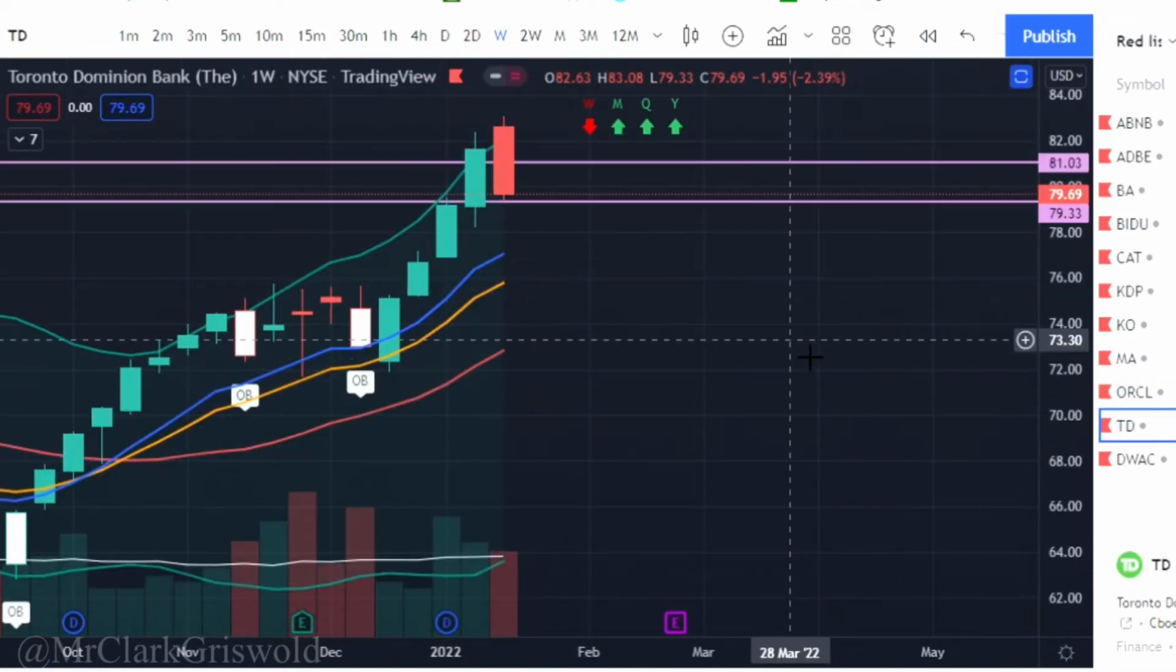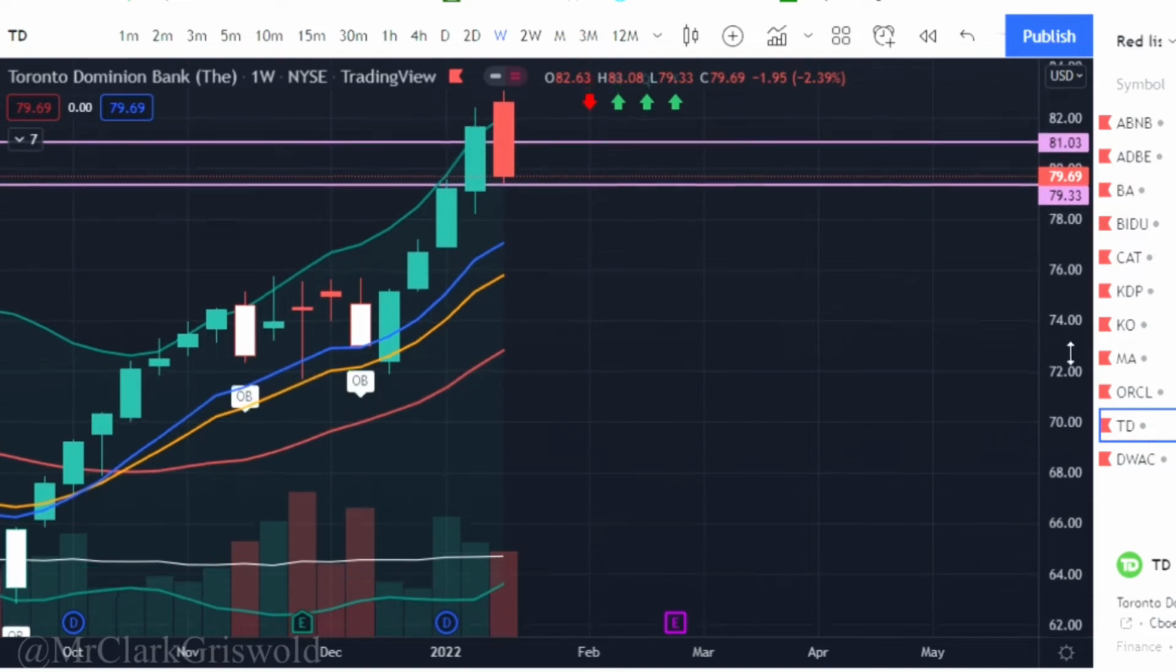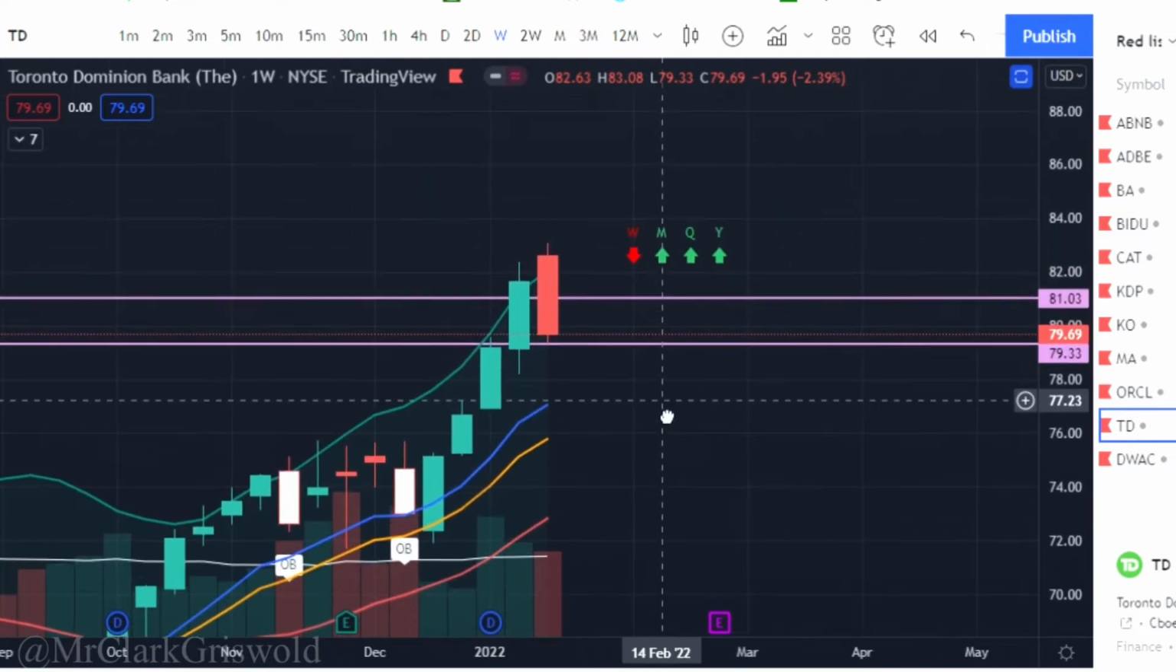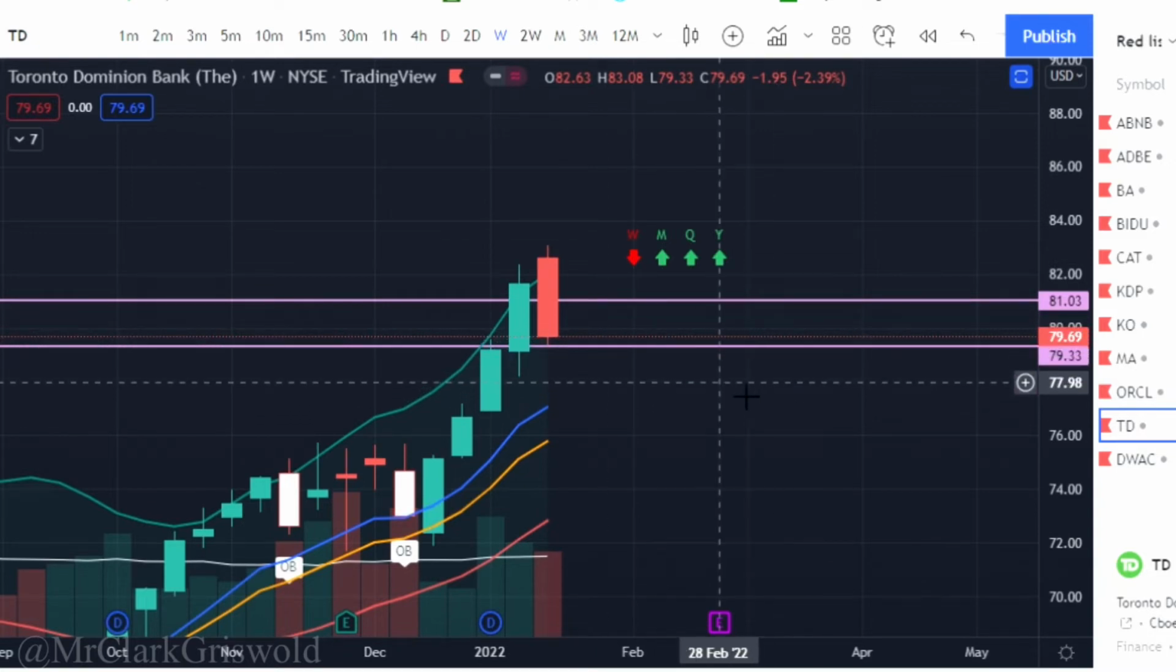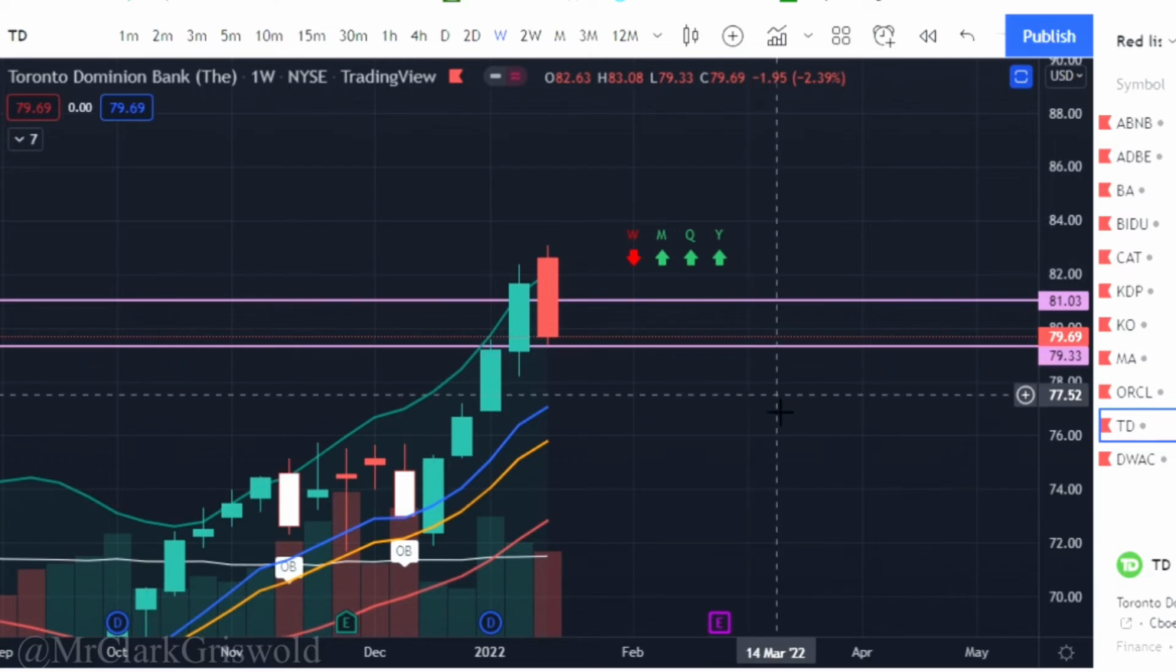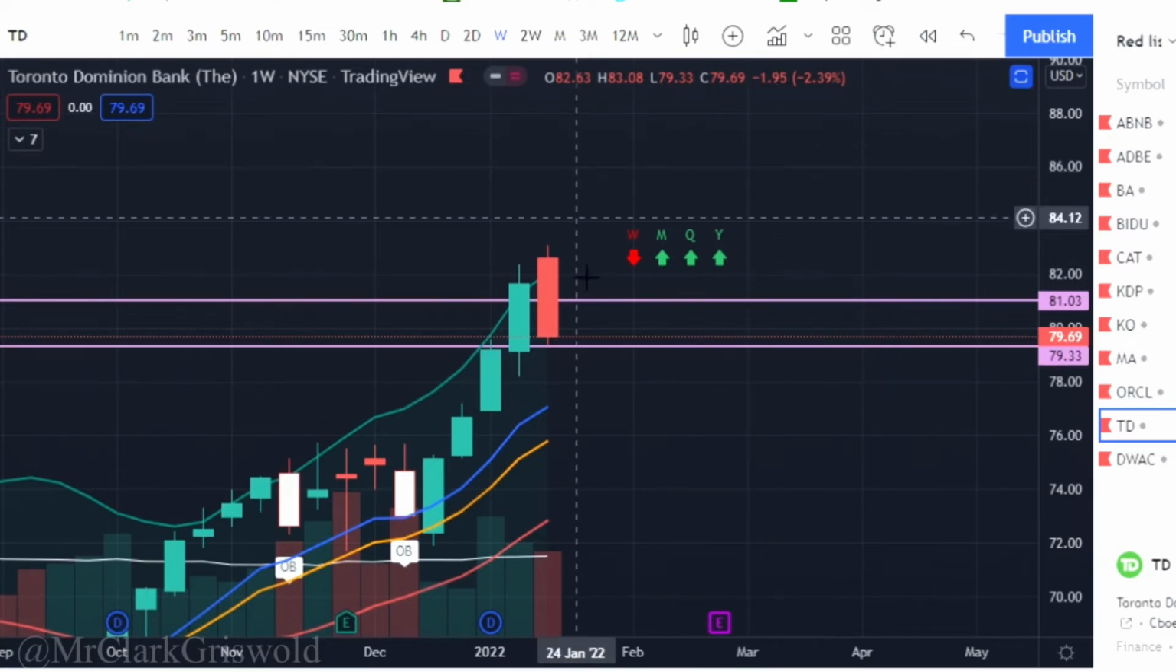If we go into TD, I'm looking for a reversal on TD here. Possible reversal on this setup. So if we break the low of 79.33, we are buying puts. Okay, but I have another line here.